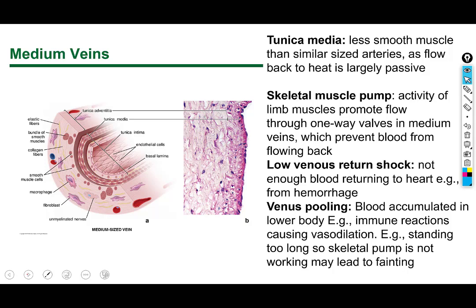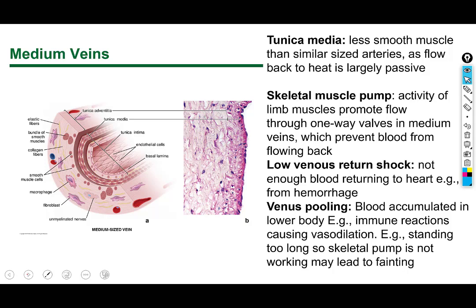So low venous return shock is when venous return, the delivery of blood to the heart by the veins, is poor. That can come from hemorrhage, it can come from vasodilation, it can come from sepsis. It depends on a variety of things. But regardless of the cause, the basic idea is that the heart's not getting enough blood back, which means it can't pump much out either.